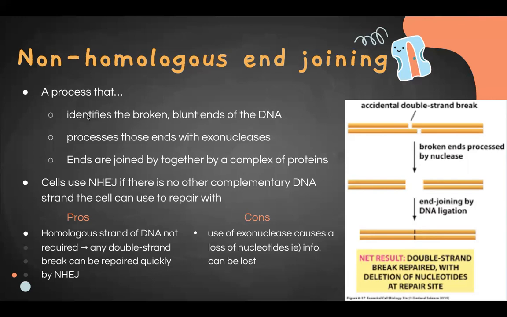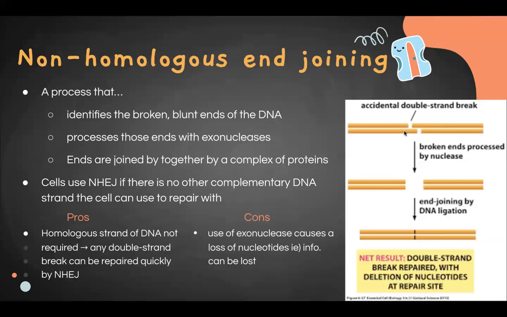So first the break has to be identified in non-homologous end joining, and then it processes these ends with exonucleases. So it cuts the broken ends right here so that there can be flat ends, and they will be joined together again through a complex of proteins. There are pros to this: you don't need a homologous strand of DNA. Any DNA double-stranded break can be quickly repaired through this mechanism.